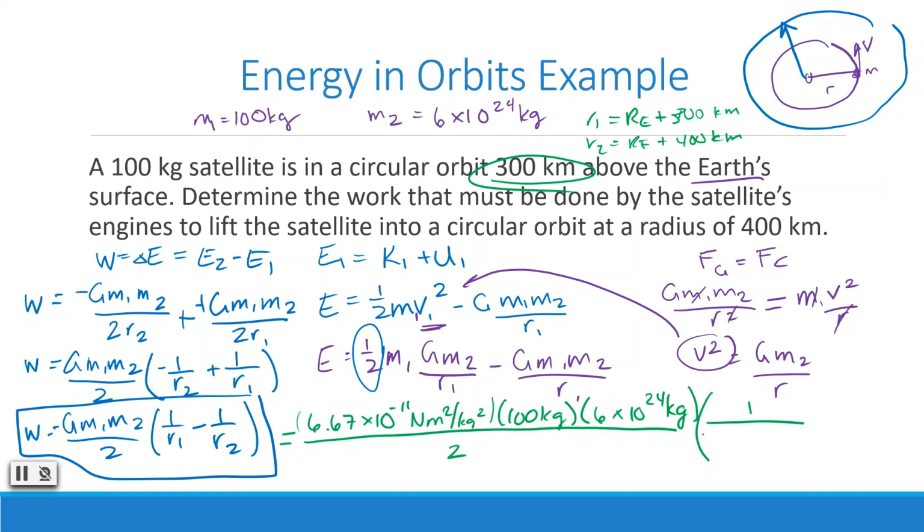So r1 is going to be, our radius of the Earth is about 6 times 10 to the 6 meters. And then we convert kilometers into meters. That's going to be 300 times 10 to the 3rd meters. And then we're going to subtract 1 over r2. So we're going to get this 6 times 10 to the 6 plus this time 400 times 10 to the 3rd meters. So we're going to plug that all in, and we end up with the work being done equal to about 9.9 times 10 to the 7th joules.